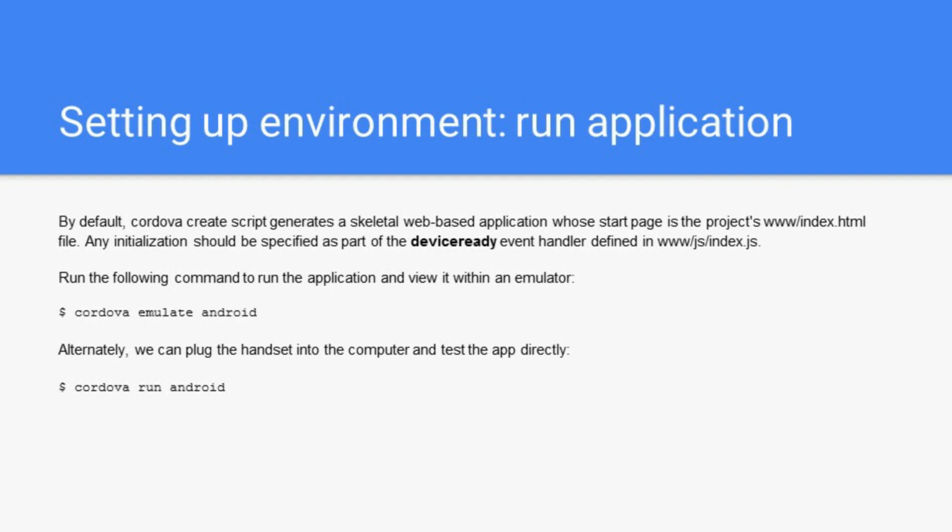Run an application by executing the following command: cordova emulate android. This will run the application and view it within an emulator. While running the command cordova run android will test the application right on your device. Note that this method requires having developer mode enabled on your device and USB debugging set to true.